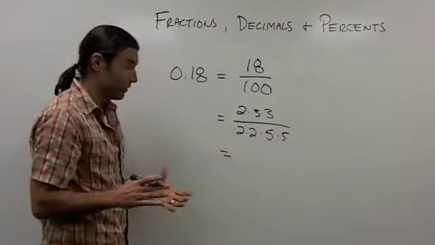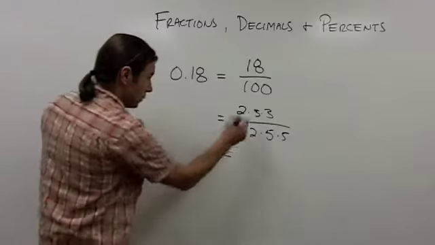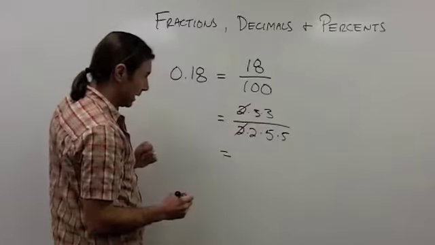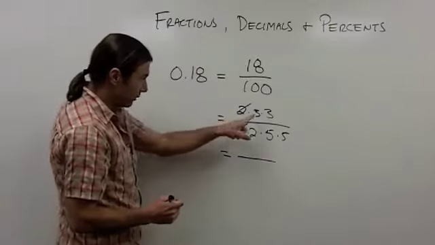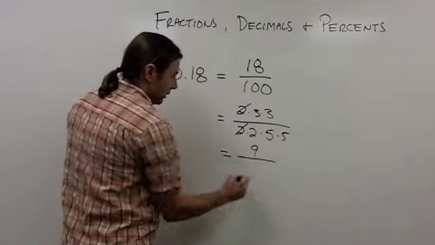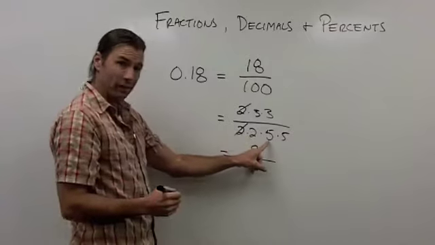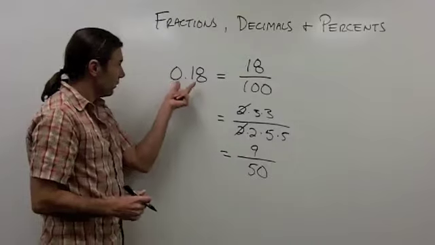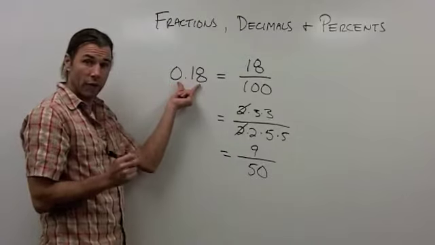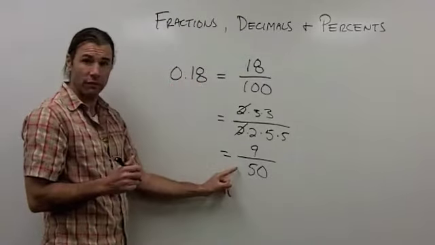Let's take a look here and see if we have any common factors. Looks like just one common factor of 2 that I would divide out of both the numerator and denominator. So in the numerator, I'll have 3 times 3, which is 9. In the denominator, 2 times 5 is 10. Times 5 again is 50. So when I convert the decimal 18 hundredths into a fraction, I get the fraction 9/50.